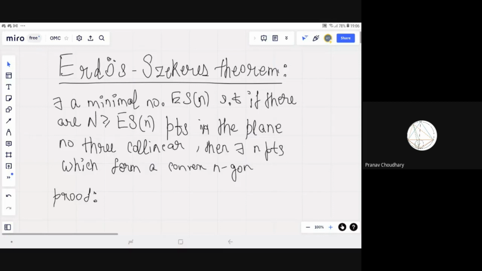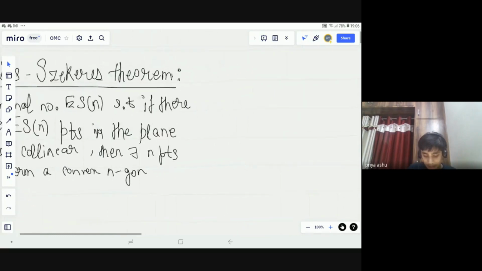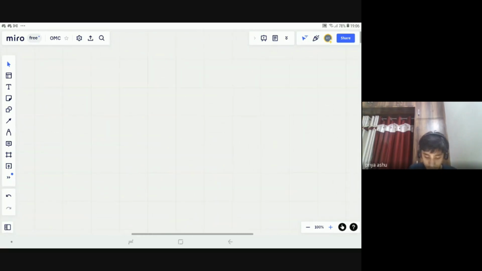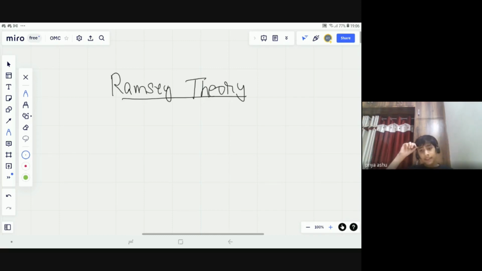Yeah. So we won't prove it now. We'll first do, surprisingly, Ramsey theory. And sorry for the handwriting. So what is Ramsey theory? Oh, we'll start with an example.